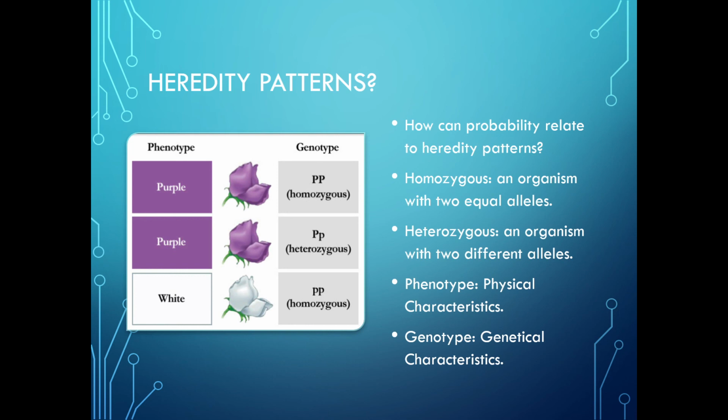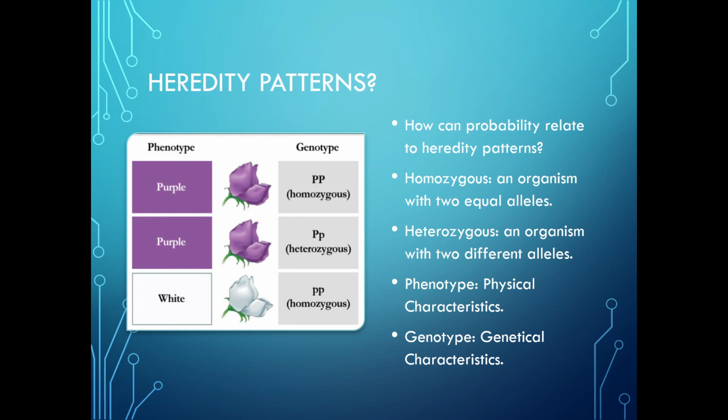So how can we relate all of these terms to the picture that we have right there? So phenotype, remember that will be the physical. And both of them start with pH, so it might be a little bit simpler for you to remember. Phenotype, physical. So the physical characteristics will be specifically the color of the flowers that we have on the left. We have purple and white. But what happens with the genotype?